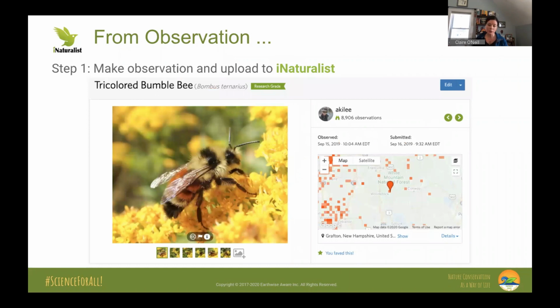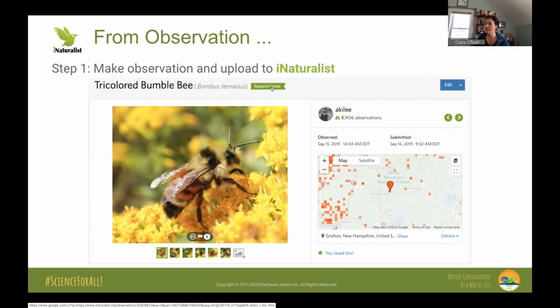So how does it work? So here, this is a bee, a tricolored bumblebee. I was actually in New Hampshire, I think it was last year. Yeah, that was in September. You see that actually I took a full set of this bee. We might go through it a little bit later. So I uploaded this observation, right? Then you could see that, of course, because of the metadata, you know when it was observed and exactly where it was observed. Right?